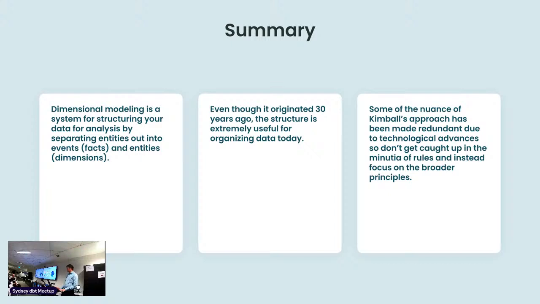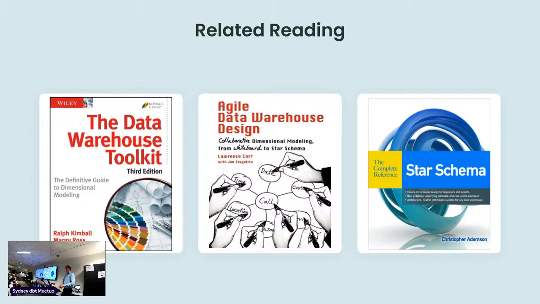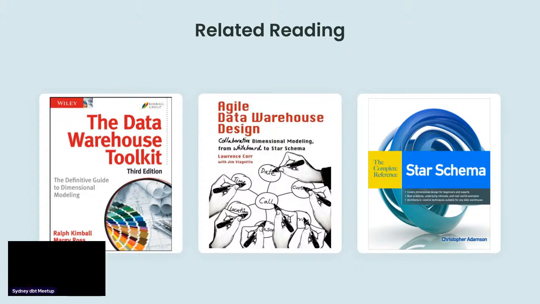To finish, some reading recommendations. 3 books. Obviously, Ralph Kimball's book is the classic and definitely recommended reading. The second book is quite interesting, provides a very opinionated system for gathering requirements for dimensional modeling, kind of discovering facts and dimensions and that sort of thing. The third book is my particular favorite because it was reading this third book that things finally clicked for me in dimensional modeling. It's called Star Schema, the Complete Reference by Christopher Adamson.